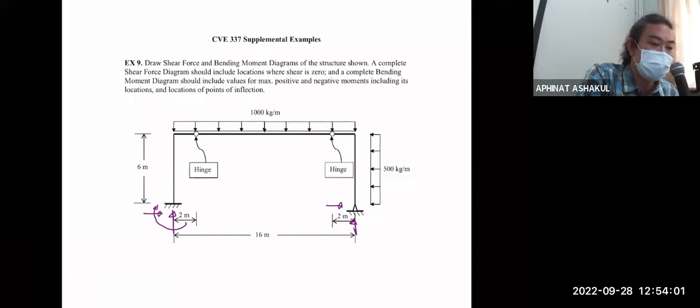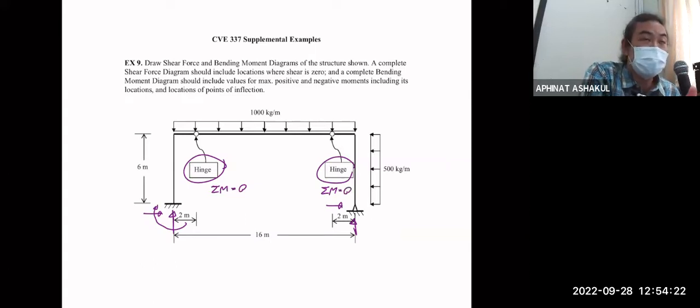But then we have 2 internal hinges. One internal hinge will give you 1 extra equation, right? Because that's a location where you know that the moment has to be 0. So we have the sigma moment equal to 0 here, and sigma moment equal to 0 there. So we have 2 extra equations. So with 5 reactions, 3 equilibrium equations, and 2 extra equations, this structure is in fact a determinate structure.